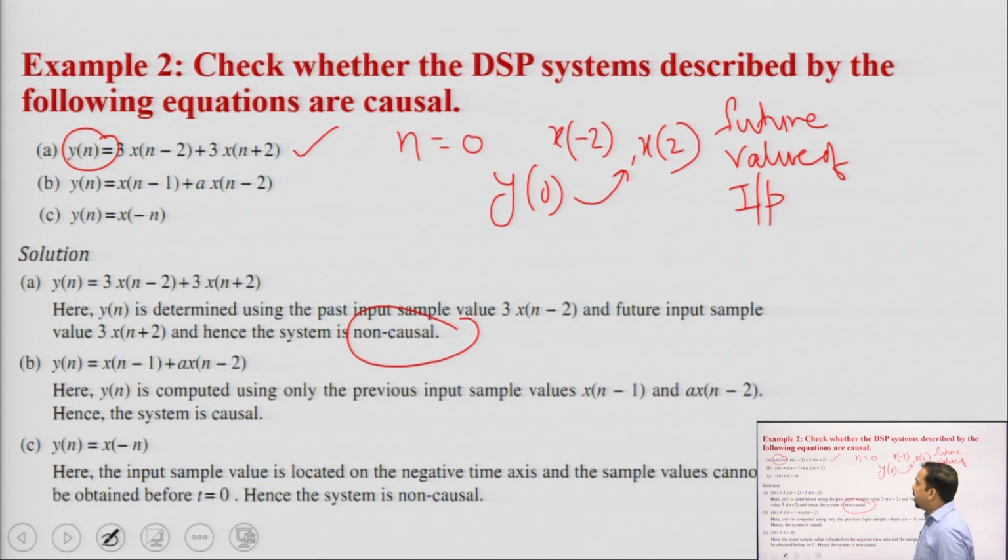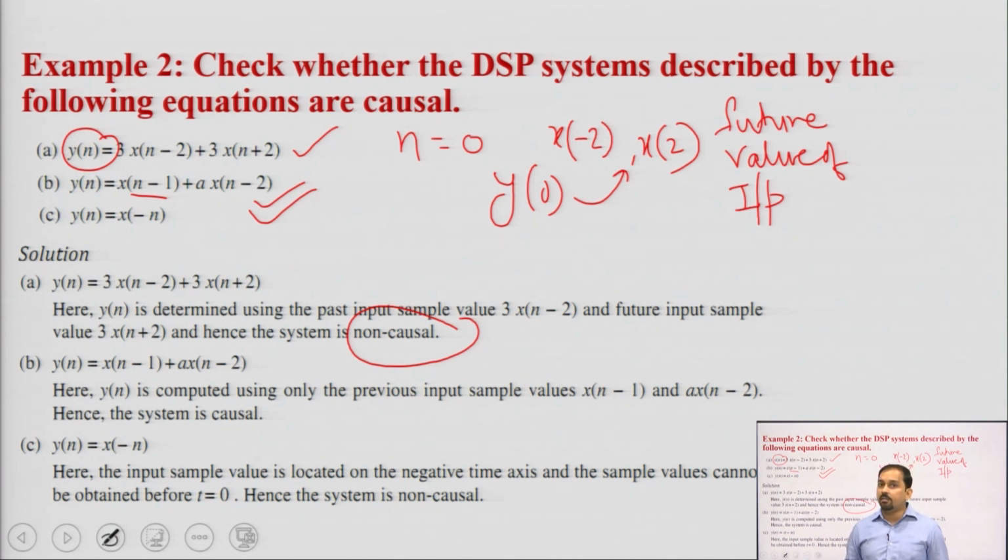Let us see the second case, y[n] equals x[n minus 1] plus some constant a multiplied by x[n minus 2]. Clearly, in this expression, for all values of n, let us put n equal to 0. We get x[minus 1] and x[minus 2]. So, naturally it is a past value. So, we can say it is causal.